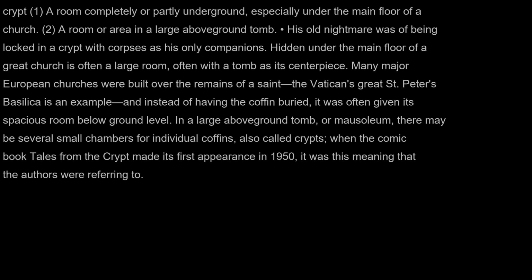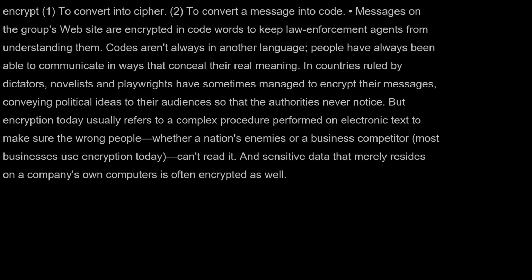In a large above-ground tomb, or mausoleum, there may be several small chambers for individual coffins, also called crypts. When the comic book Tales from the Crypt made its first appearance in 1950, it was this meaning that the authors were referring to.